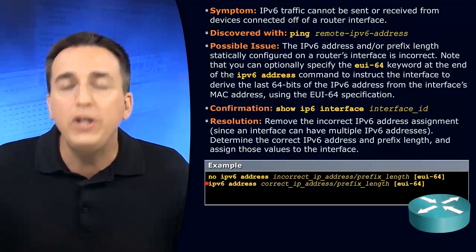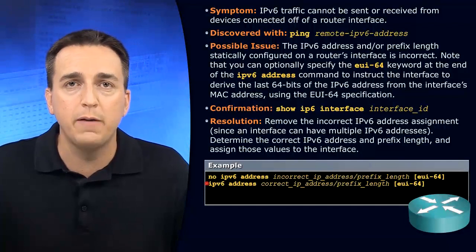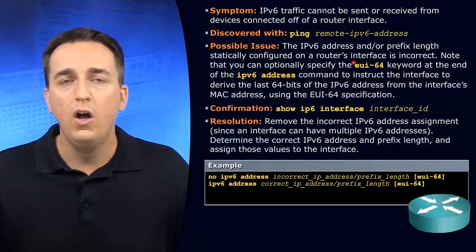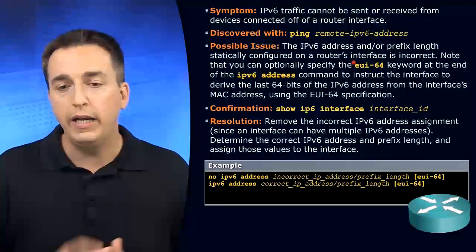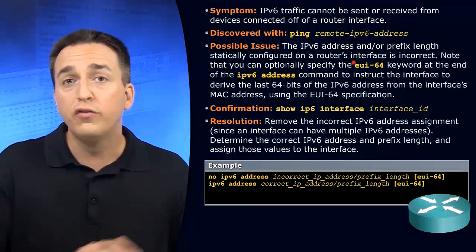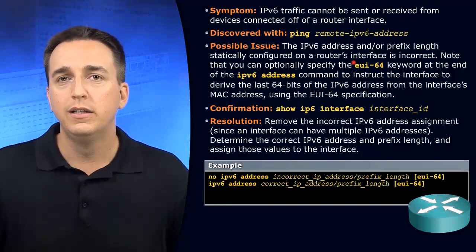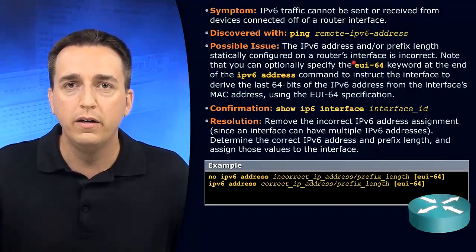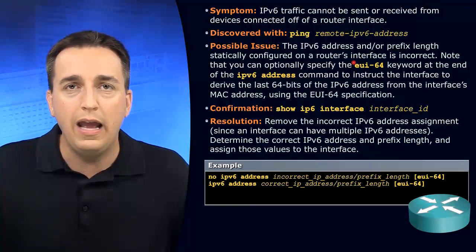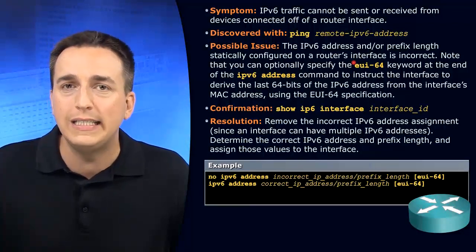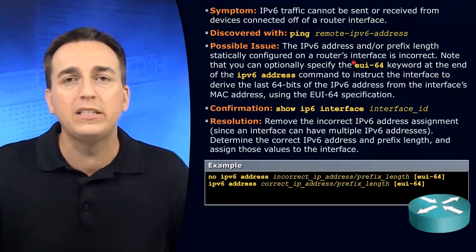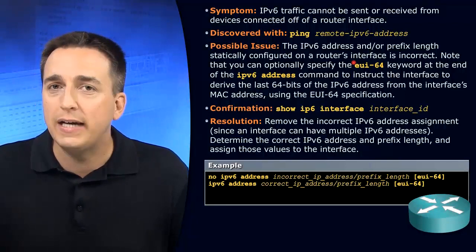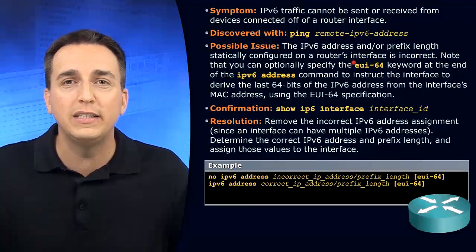So how can we reduce the likelihood of making a mistake? We can rely on EUI-64. What EUI-64 gives us the ability to do is configure just the first 64 bits of the IPv6 address, so essentially the network portion, the prefix. And then from there, using EUI-64, the router interface can derive its interface portion, so the latter 64 bits of that IPv6 address.